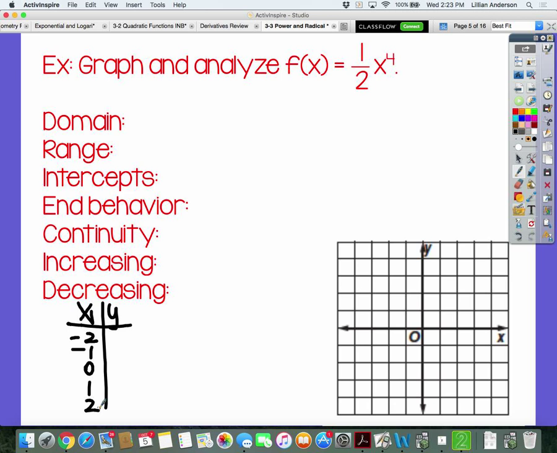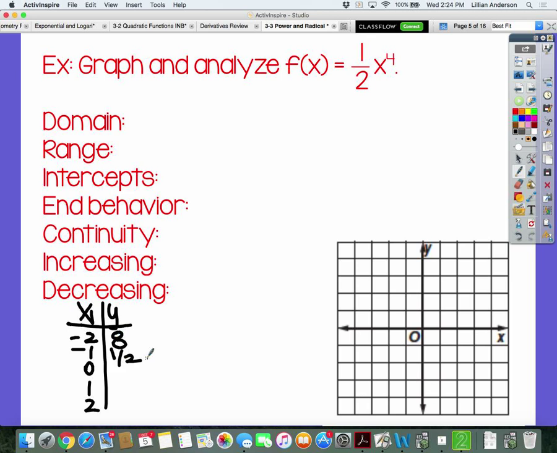Order of operations says we do what first? The exponent. So what's -2 to the 4th power? 16. So this is going to be 16 times 1/2. What's half of 16? 8. And yes, there's a positive 8 because when you raise a negative number to an even power, it's always positive. Let's do -1. What's -1 to the 4th power? 1. And then what's 1 times 1/2?